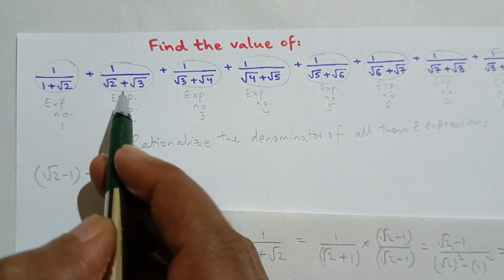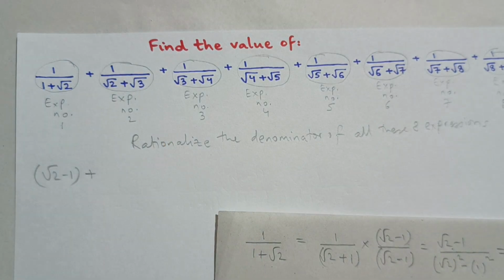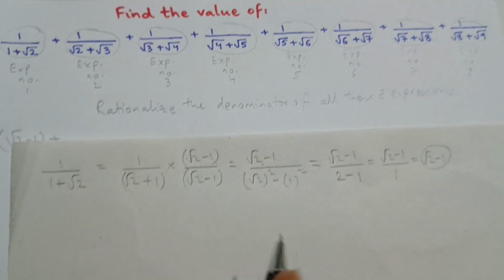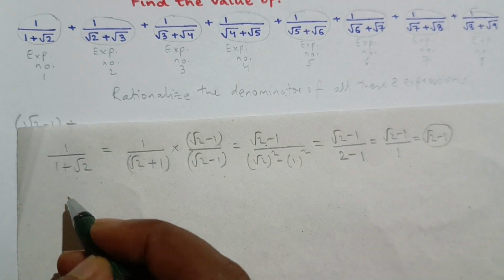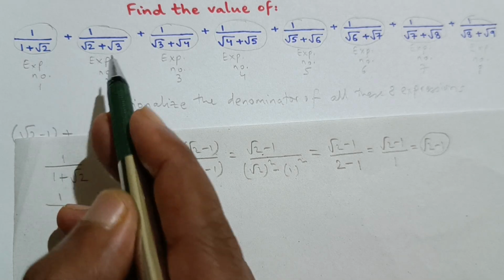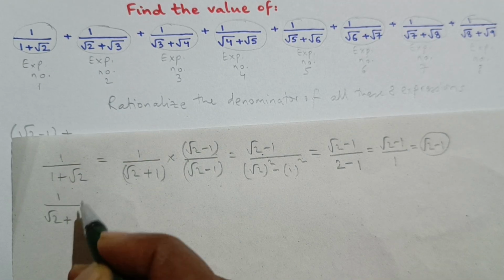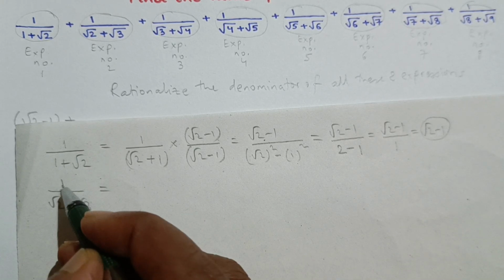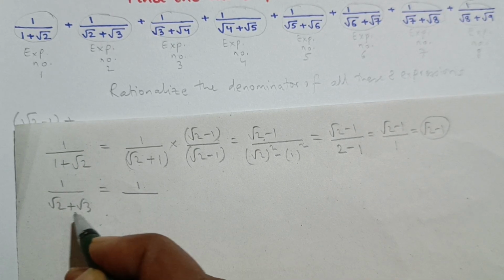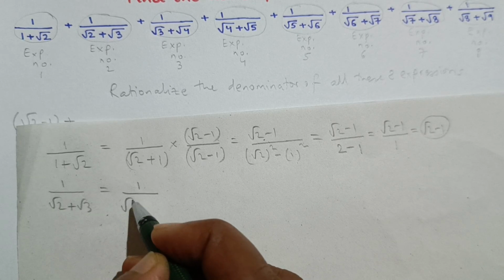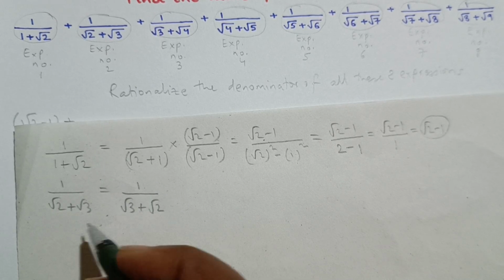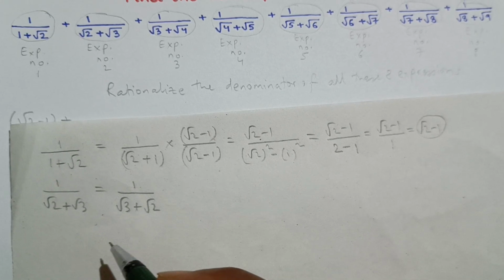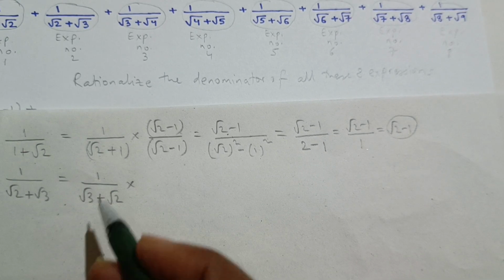plus. Now let us rationalize the denominator of expression number 2. So the expression number 2 is 1 upon square root of 2 plus square root of 3. Now this expression I can write as 1 upon square root of 3 plus square root of 2. Square root of 2 plus square root of 3 can be written as square root of 3 plus square root of 2. And now we are going to rationalize the denominator of this expression.